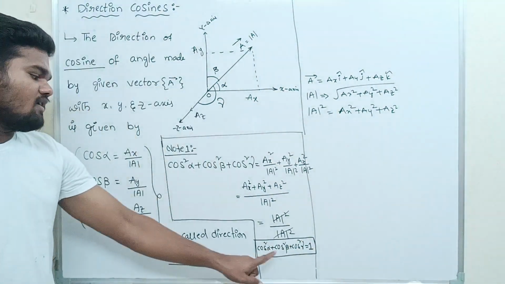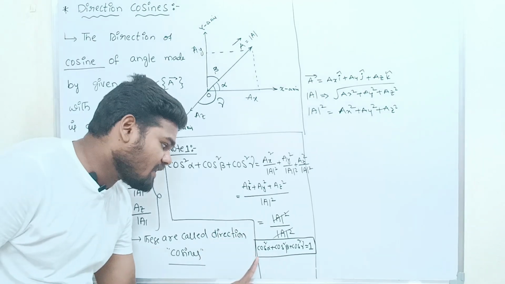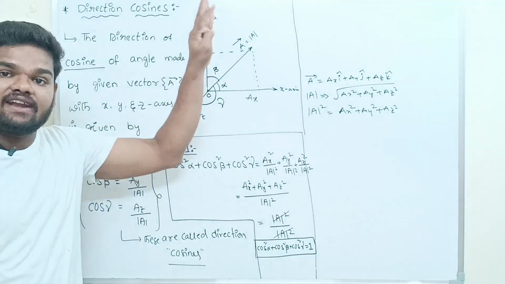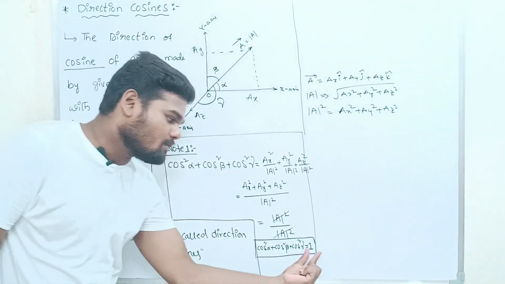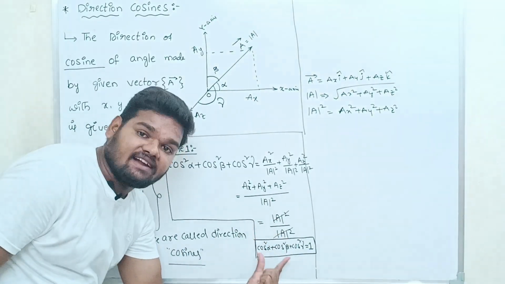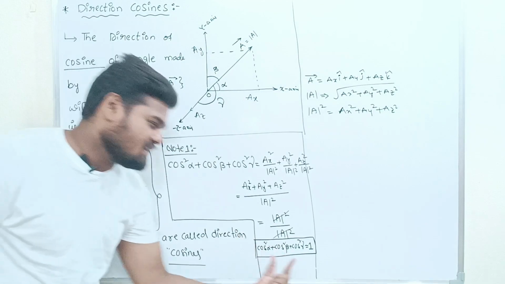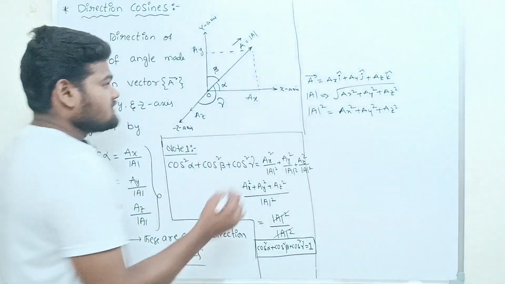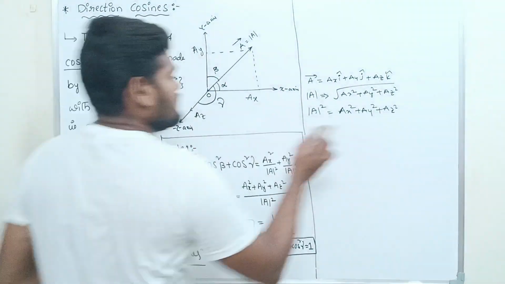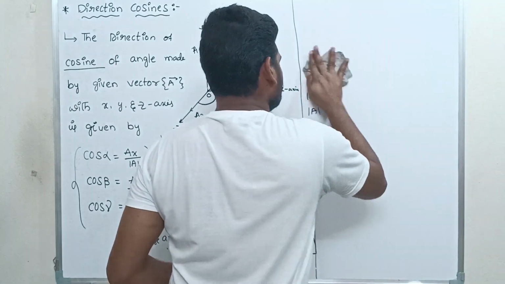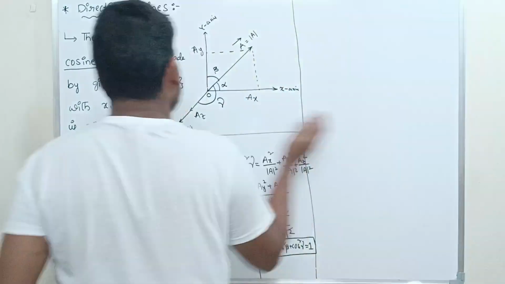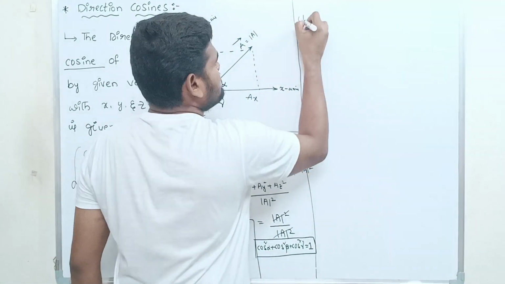We have problems on this formula. So the sum of the squares of the direction cosines of a vector in three-dimensional space is equal to how much? 1. Now note number 2. Have a look.